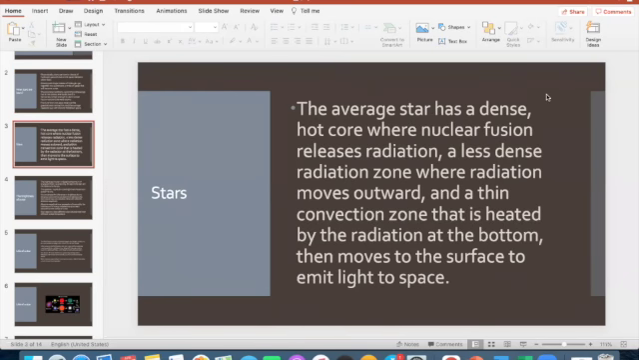All right, so the average star has a dense hot core where the nuclear fusion occurs. It releases radiation, and then a less dense radiation zone where radiation moves outward, and then a thin convection zone that's heated by the radiation at the bottom. Then it moves to the surface and emits light to space. That's what we see in the night sky when we see the stars twinkle. It's just a radiation reaction going on inside of the core of that star.